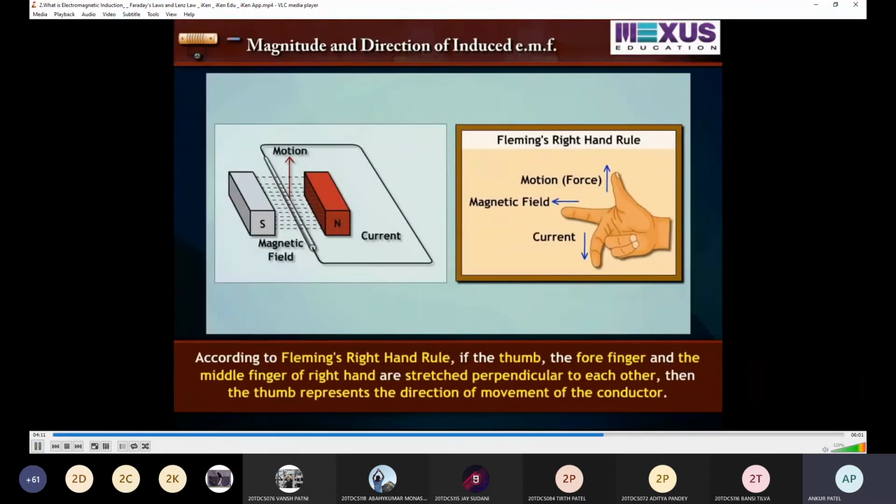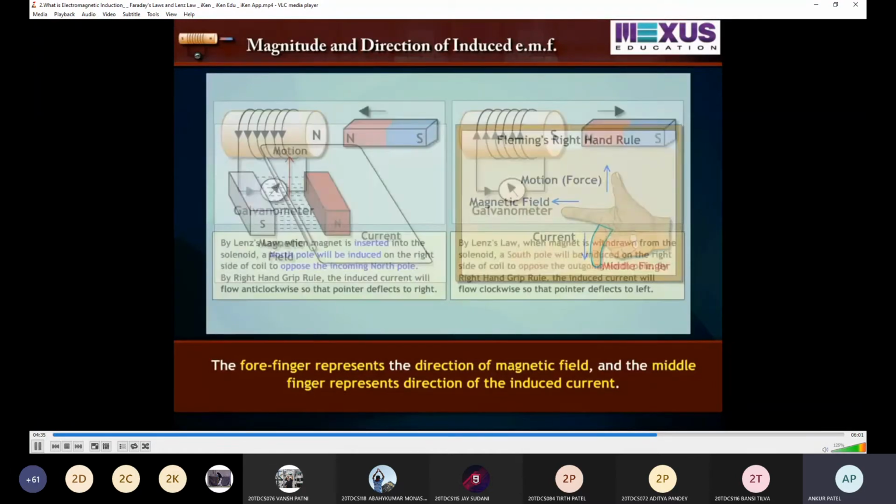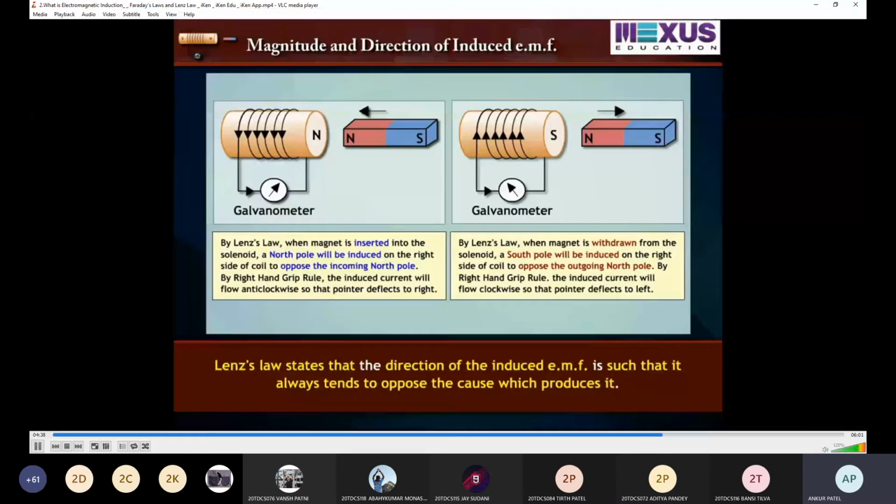According to Fleming's right-hand rule, the thumb, forefinger, and middle finger of the right hand are stretched perpendicular to each other. If the thumb represents the direction of movement of the conductor, the forefinger represents the direction of the magnetic field, and the middle finger represents the direction of the induced current. Lenz's law states that the direction of the induced EMF is such that it always tends to oppose the cause which produces it.